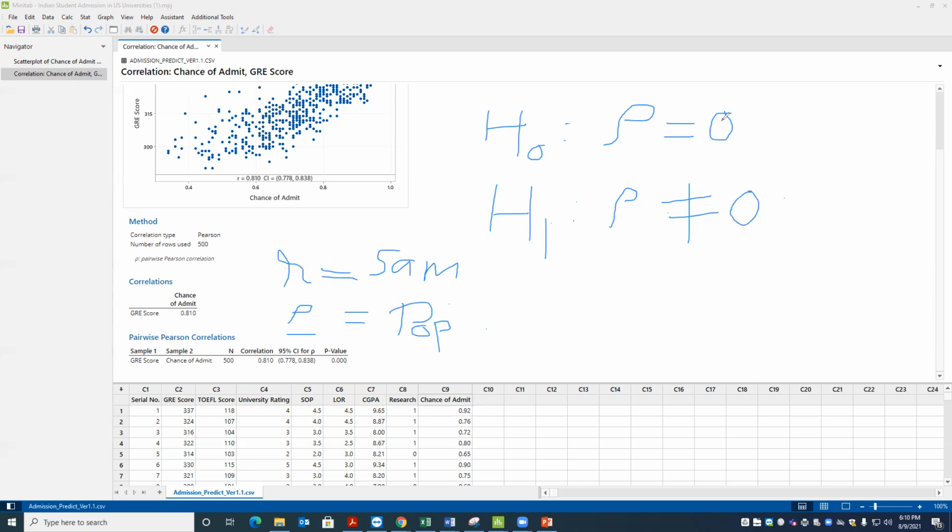Correlation being 0 means there is no relationship between GRE score and chance of admission. The alternative says it is not 0, which means there is some relationship between chance of admission and GRE score. So basically we need this in order to see whether there is some relationship. If this is clear, we are going further.